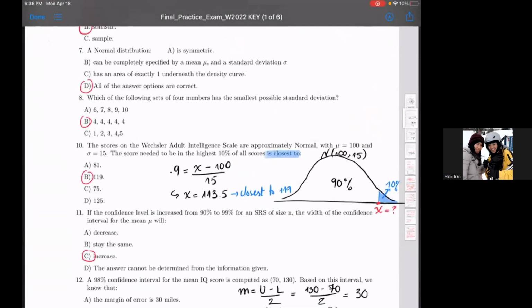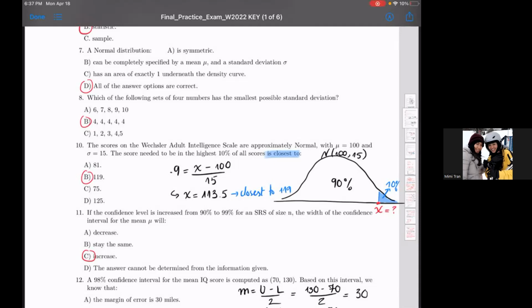Okay, all right, so it's definitely a very basic problem, right? You draw out the normal curve, and it says normal, mu is 100, and standard deviation is 15. The score needed to be in the highest 10%. So the highest 10% would be the right tail, right? Now on your Z table, your Z table always goes from left to right. So the high is 10%, and 10% from the right is the same thing as 90% from the left, right?